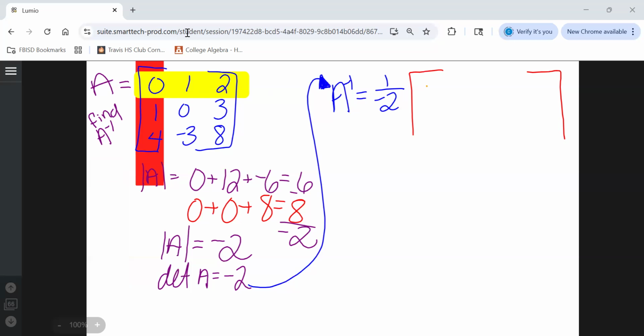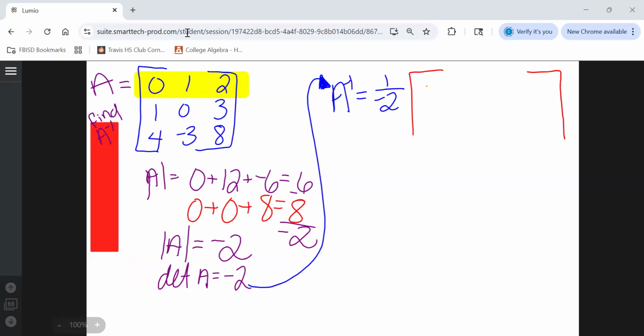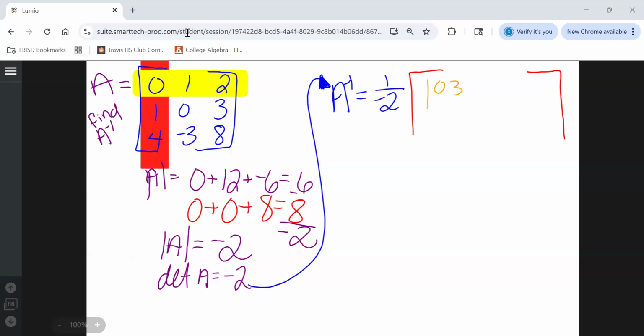So I'll say it one more time. What's happening is I'm looking for this top left piece right here. So what I'm doing is I'm covering up the row that the upper left-hand piece is in and the column. So I'm covering up both corresponding pieces. You see everything that's left? We're going to find the determinant of that 2 by 2. So we have the piece that's left, we have 0, 3, negative 3, and 8.